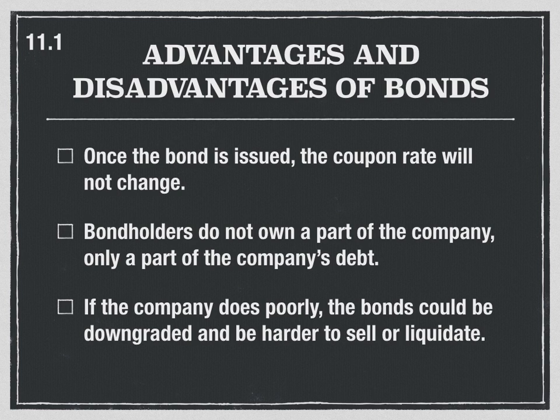Number two, bondholders do not own a part of the company like stockholders do. They only own part of a company's debt. Now, that's generally a good thing all around, unless you're just aching to get involved in some company's business. Number three, if the company does poorly, the bonds could be downgraded, and that makes them harder to sell or liquidate. And that's never good for the investor. It's not good for the company either. So if their bond rating goes down, it's bad news all around.